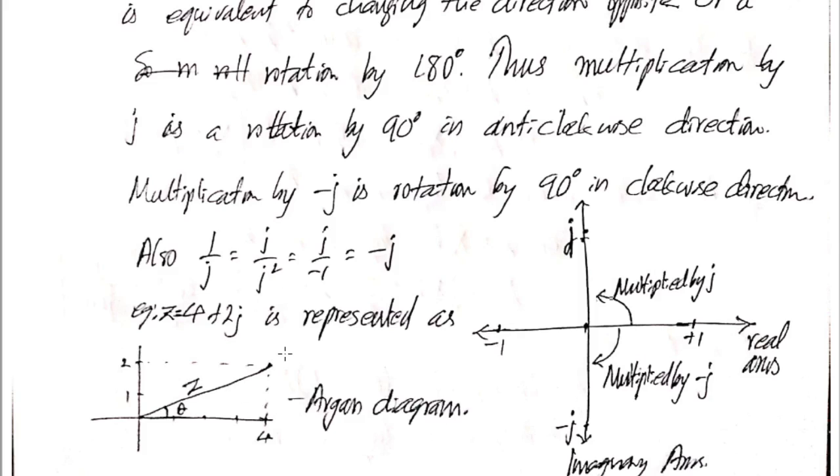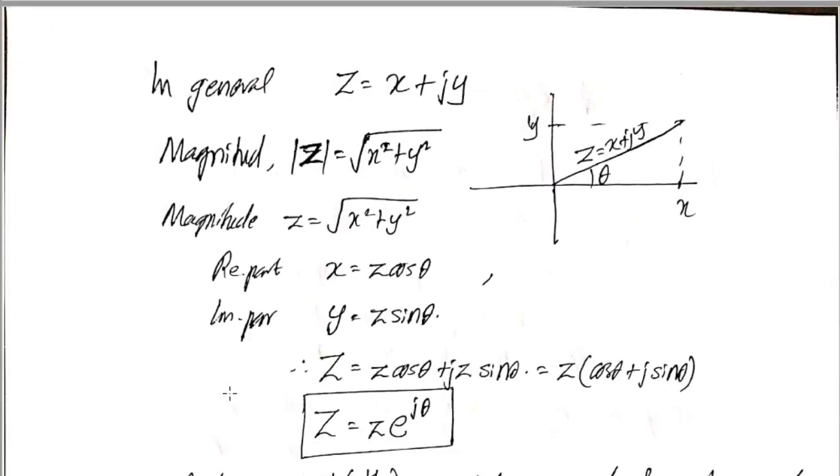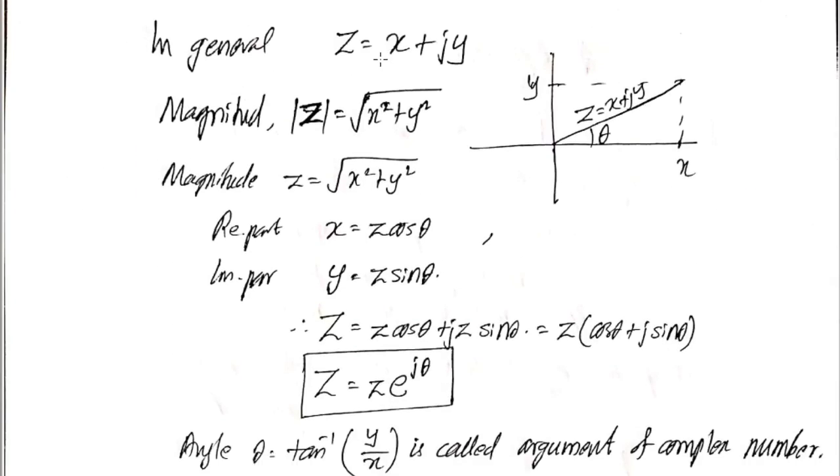Here the Argand diagram contains z equal to 4 plus 2j. An example is 4 plus 2j, so 4 is the real part and 2 is the imaginary part. That number can be represented by this one, z equal to 4 plus 2j. In general, any complex number will have a real part x and imaginary part y. Say capital Z equal to x plus jy. Then it can be represented by this.